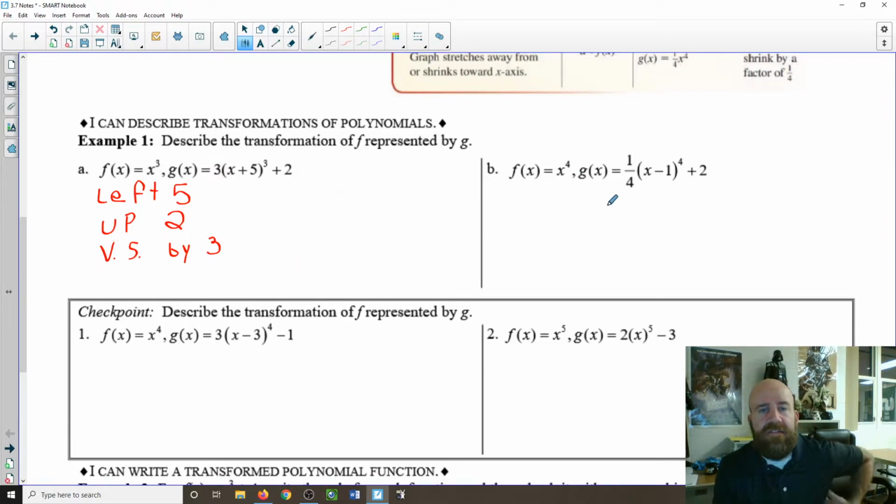Like I said, this is review, so I'm just going to speed through this. If you have any questions, just go ahead and contact me, and we can talk about it. So this next one here, we have x to the 4th. Here's the transformation or the new function. So we have a shift to the right 1. We have a shift up 2.